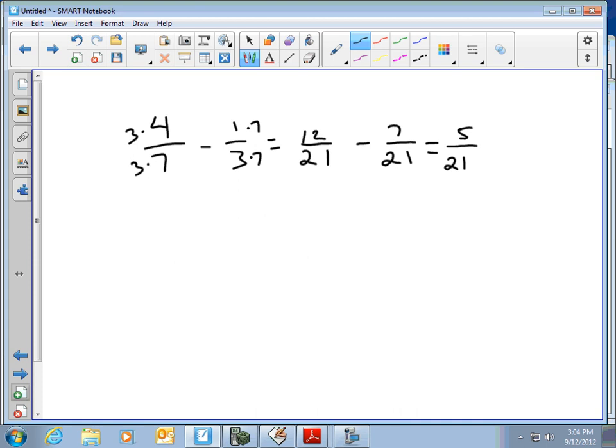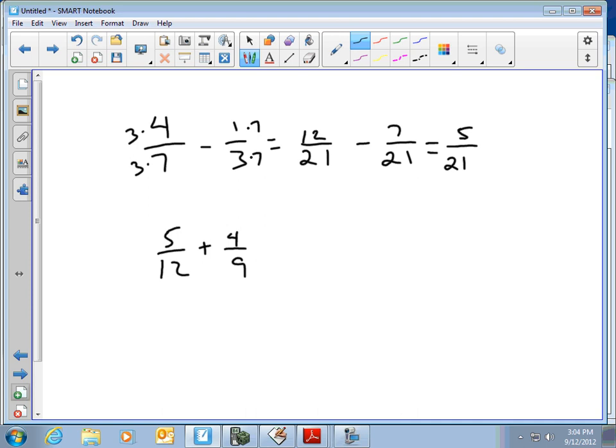What if my denominator is kind of messy, like 12 and 9? What is a common denominator between 12 and 9? Let's say I have 5/12 and 4/9. What is my common denominator between 12 and 9?